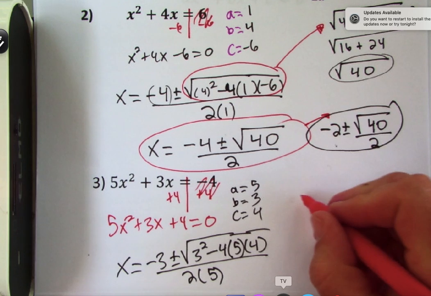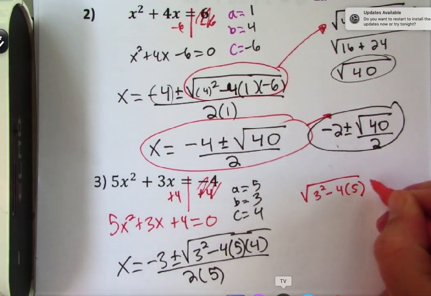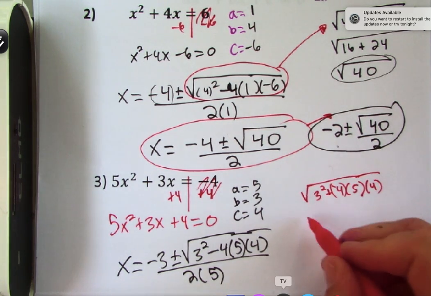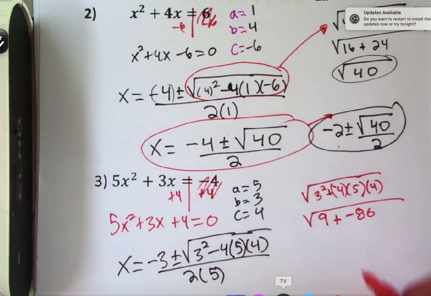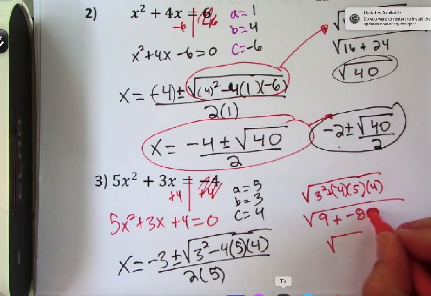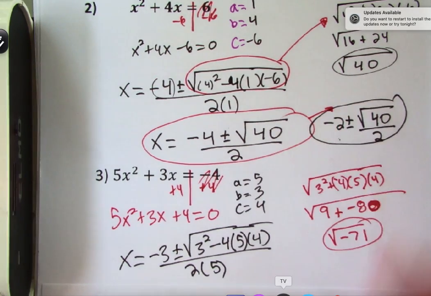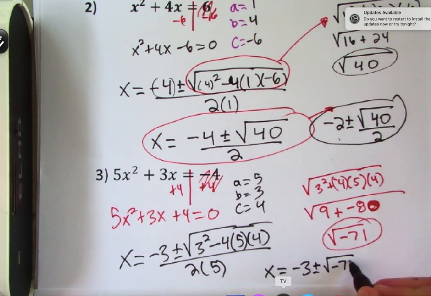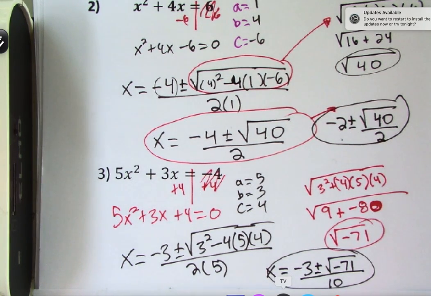I'm going to resolve the square root up here. Make this plus negative 4. So it's the square root of 9 plus negative 80, and I get negative 71 inside the square root symbol. So x equals negative 3 plus or minus the square root of negative 71, over 2 times 5, which is 10. If you got there, that would be amazing. I hope you got there.